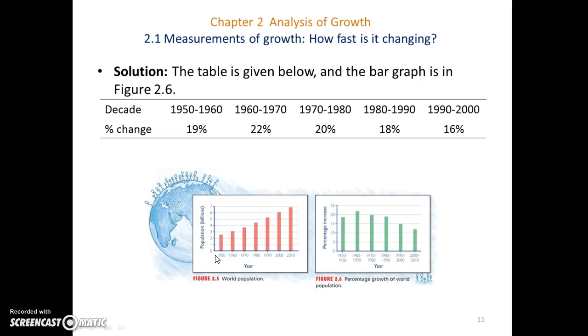Here on the horizontal axis we have the years. In the vertical axis we have the population, and the bars represent the size of the population in a given year. In the second graph, we have the changes in the population. The first change that we found was the change between 1950 and 1960, and this change was 19%. Here, the horizontal axis has the years for which we computed the change, and on the vertical axis, we have the percent change.